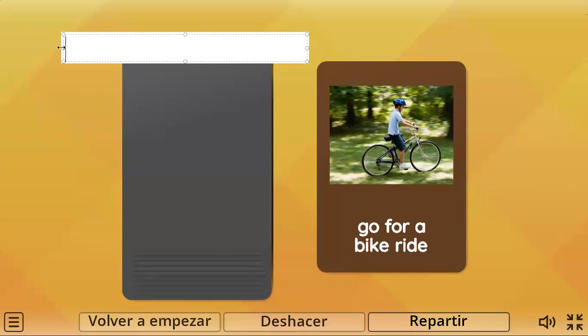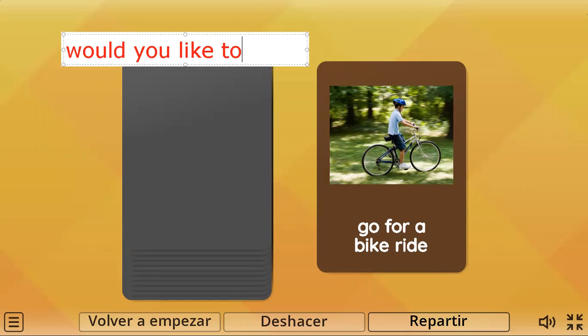Would you like to go for a ride? Very good. Would you like to? Y luego el verbo, go for a ride. So, los voy a invitar, everybody. Hey, would you like to go for a ride? Oh, for a bike ride tomorrow in the afternoon?